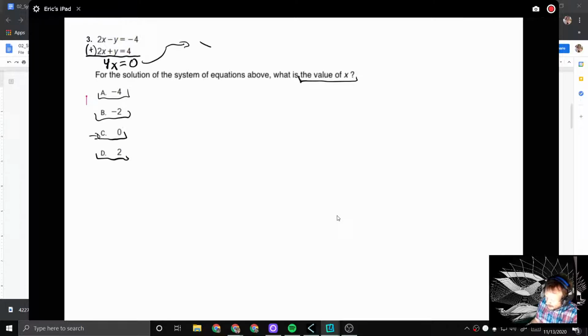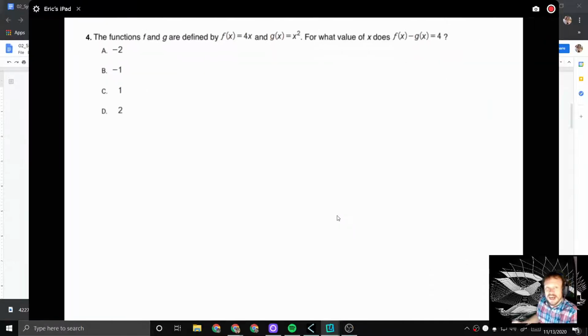And when we solve that, divide both sides by 4. 0 over 4 is just 0. You get the same answer. We don't even need to check the key for that.